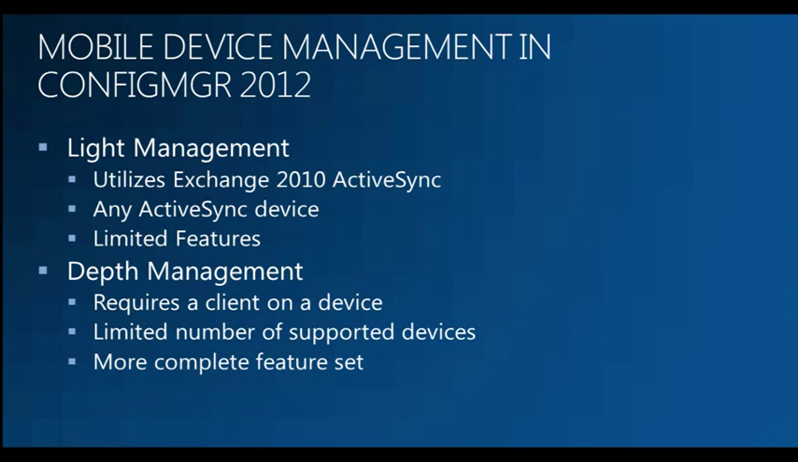And then the other one is depth management, and that requires a client on a device, and there is only a limited number of supported devices. The only thing you can buy from a store is Nokia Belle, and I don't think you can buy those devices in the US, but in some other parts of the world you can buy those devices. It also supports Windows Mobile 6.1 and 6.5 devices, but those clients only run on those older devices.